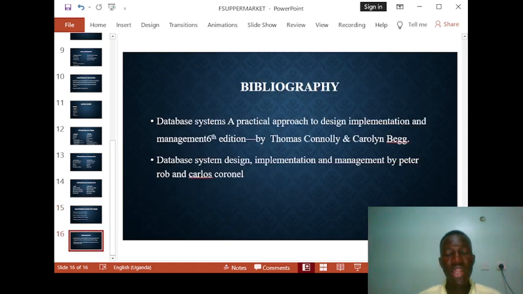Then now I come up with my bibliography, where I got all this information. You have Database Systems: A Practical Approach to Design, Implementation and Management, 6th edition by Thomas Connolly. Then we have Database System Design, Implementation and Management by Peter Rob and Carlos Coronel.